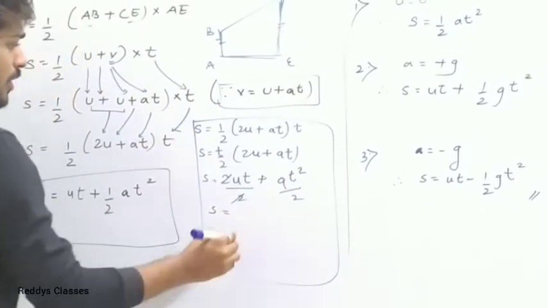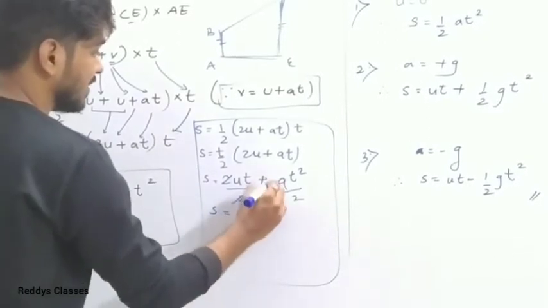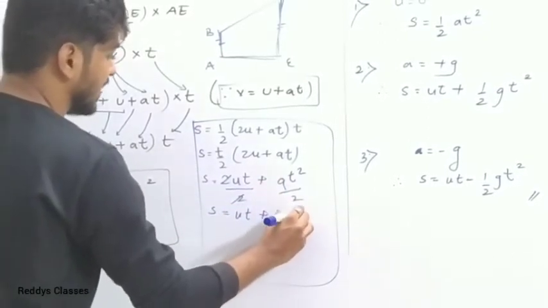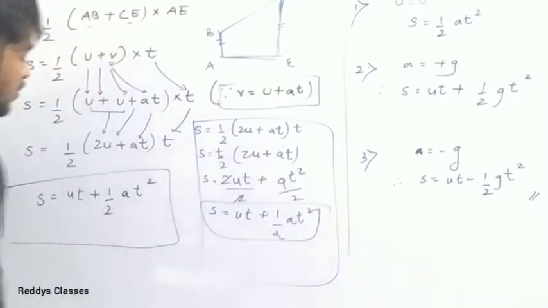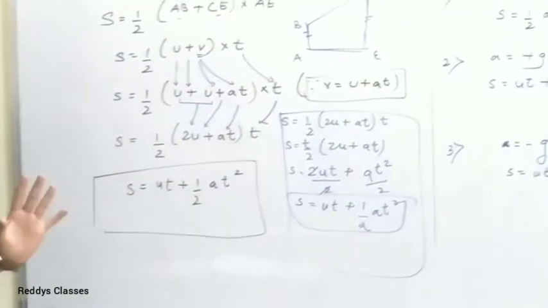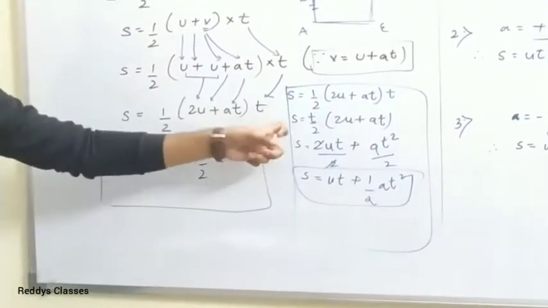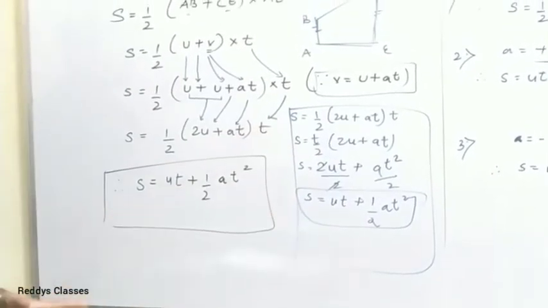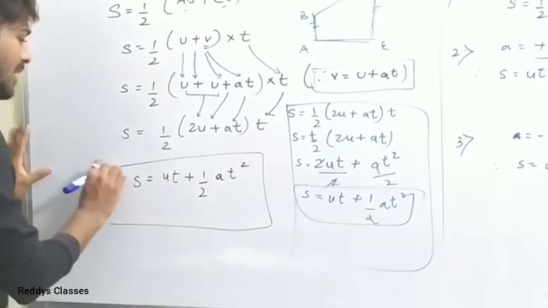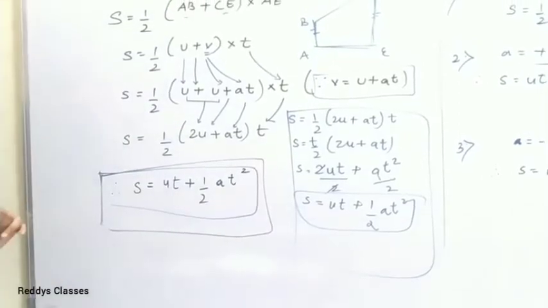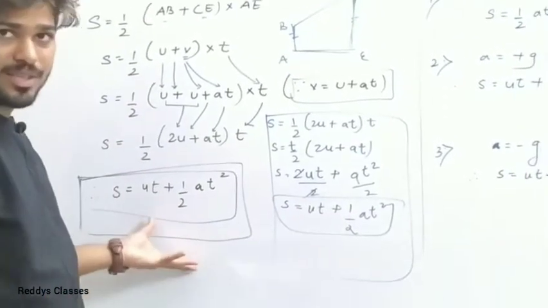S is equal to what do we get? UT plus, if I carry the 1 upon 2 outside, AT square. Now S is equal to UT plus half AT square. If you didn't get this point, see the whole scenario here and try to solve this in a particular manner. So we get the formula S is equal to UT plus half AT square. Let us come to the special cases for this fundamental.